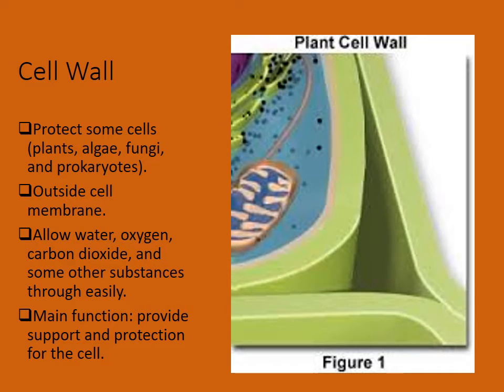Cell wall. This is only in plants. Okay, it protects some cells: plants, algae, fungi, and prokaryotes. It is found outside the cell membrane. So the cell membrane is actually inside of the cell wall of plant cells or those cells that have a cell wall. They allow water, oxygen, carbon dioxide, and some other substances to easily go through. The main function is to provide support and protection for all cells. So this is the fencing around the entire prison.